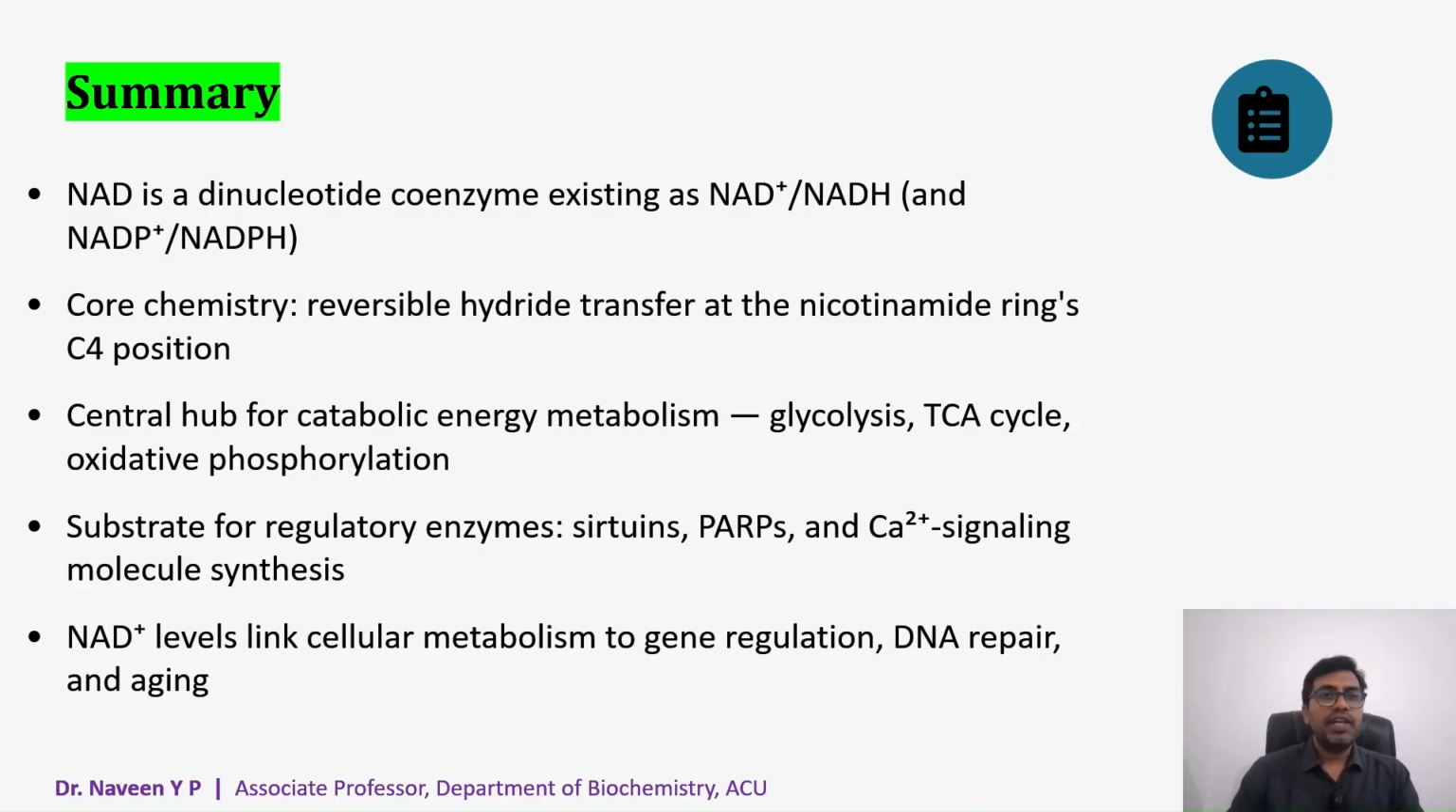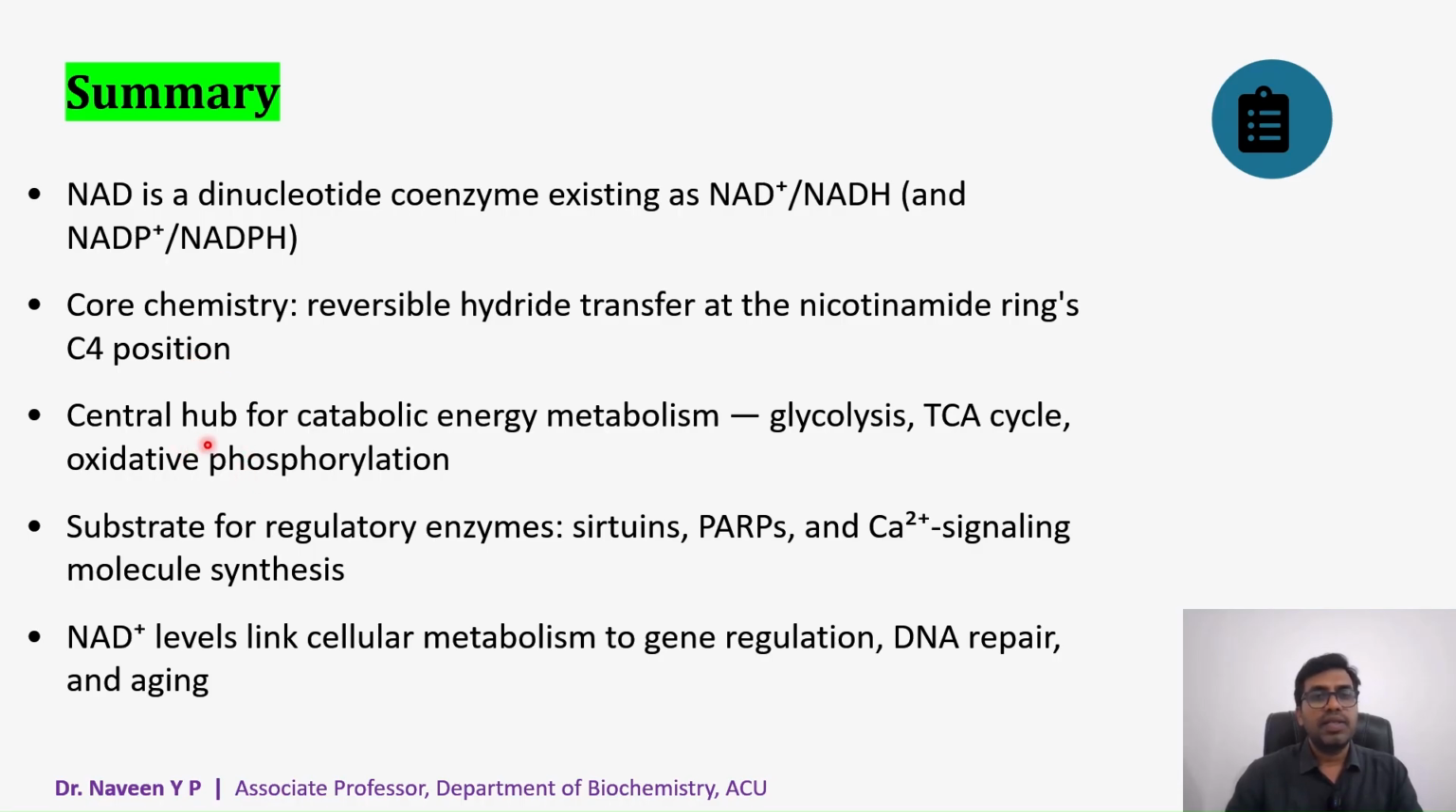So this is the summary of my presentation. We have understood that NAD is a dinucleotide. It is a coenzyme existing as NAD plus and NADH, and has a very closely related coenzyme, NADP plus and NADPH. Now the core chemistry is that the mechanism of this coenzyme to transfer electrons is a type of reversible hydride transfer at the C4 position of the nicotinamide ring.